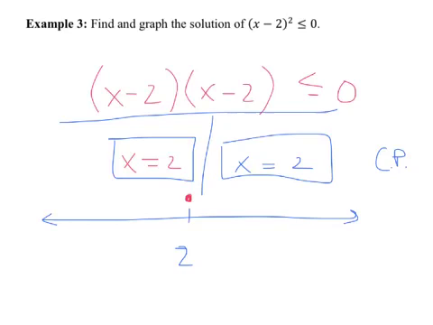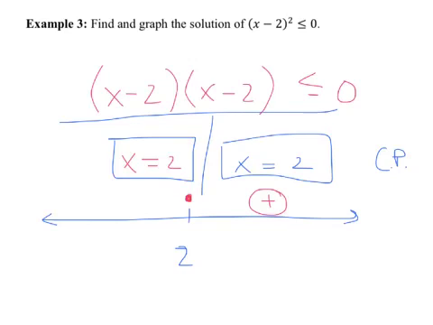And either we're going to shade to the right or to the left, or neither, or both, depending on what these regions give us. So tell me a number bigger than 2. Pick a number bigger than 2, Natalie. 3. If I plug 3 in both of these cases, this 3 minus 2 gives us 1, and this is also 1, and 1 times 1 is still positive, isn't it? So this is a positive region.